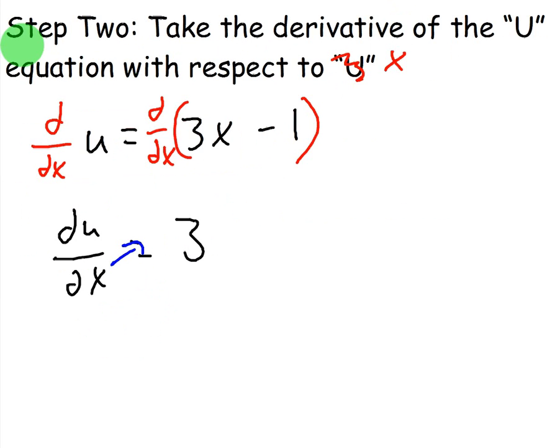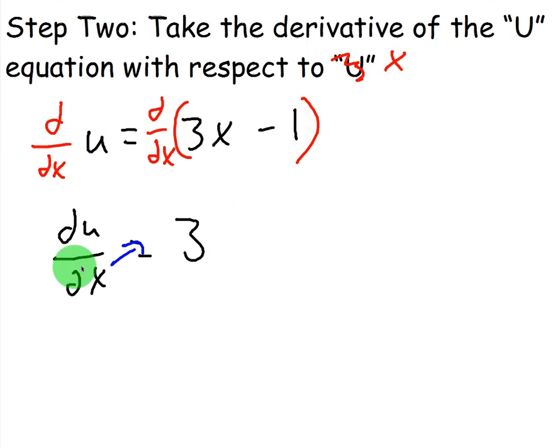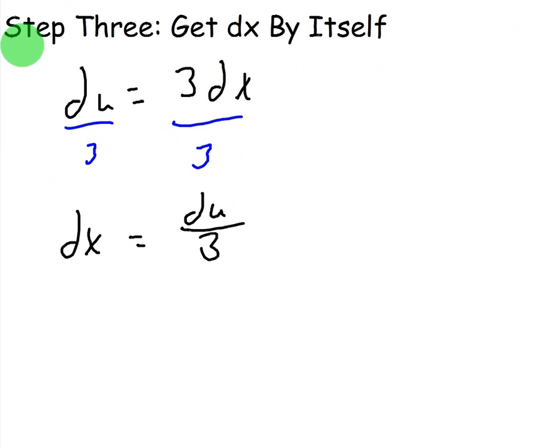Step 2, we're going to take the derivative of our U function. So U is equal to 3x minus 1. Notice that if we take the derivative in terms of x, on the left we're going to get du dx. On the right, the derivative of 1 is 0, so that won't matter. The derivative of 3x is 3. So we have du dx is equal to 3. So again, step 2 is just take the derivative of your U expression. In this case, U is equal to 3x minus 1, so we have du dx equals 3. We're going to use that as well when we go to take our antiderivative.